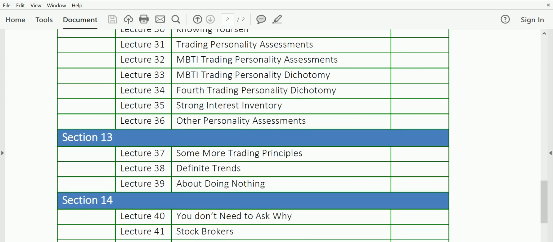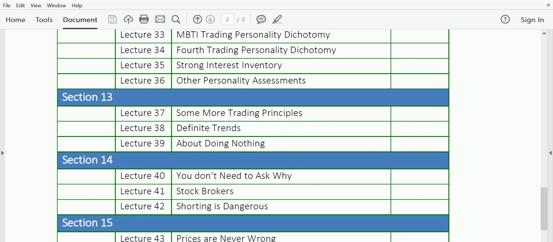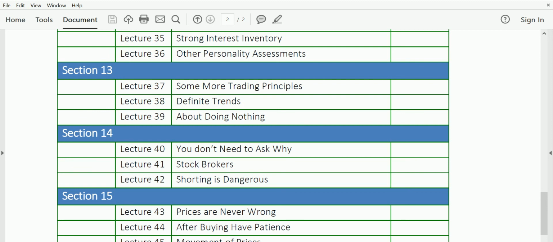Section 13, we talk about some more trading principles and definite trends, the importance of trends. And section 39, we talk about doing nothing. Sometimes it is better in the stock market to sit tight and not to do anything. Section 14, we talk about you may not need to know why something is happening. You might need to know, but the reasons that you're going to hear may not be accurate. And section 41, we're going to talk about how the stockbroker and you are going to be on two different sides of the stock market game. Section 42, we're going to talk about how shorting can be dangerous.